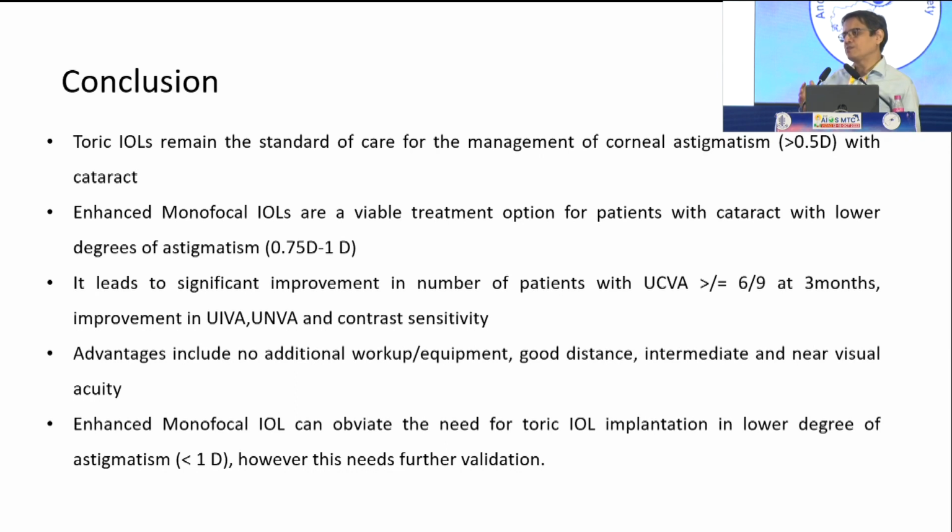So in the range of 0.5 to 1 diopter, these lenses seem to provide very good uncorrected distance visual acuity. However, these results need further validation. This study was done at the time when the enhanced monofocal was available and the toric version hadn't come. The ideal comparison now, which I think we would plan, is a head-to-head comparison between the toric and the non-toric enhanced monofocal in patients with low degrees of astigmatism.